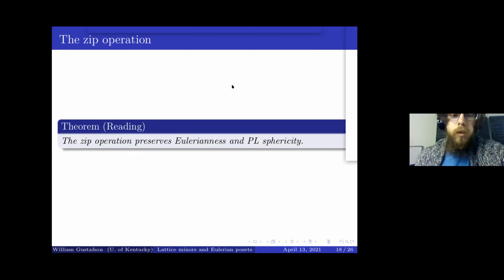Okay, but so Nathan Reading introduced this operation and then proved that it preserves Eulerianness and PL sphericity. So this is how we're going to get that these posets of minors are Eulerian and PL spheres. And just as a historical note, when Nathan Reading introduced this zip operation, it was to study intervals in Bruhat orders, and he used it to get a structural recursion for them and a recursion for something called the CD index as well. So that's why it was introduced.